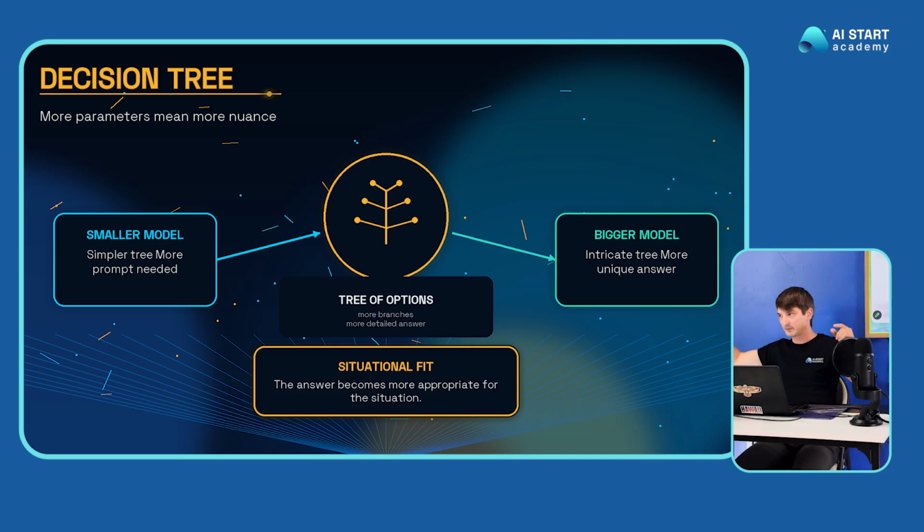So the more parameters there are, the more intricate that tree will be, the more detailed the answer will be. So the bigger the model is, the more parameters there are, the more unique the answer will be also. The more it will be appropriate for the situation.